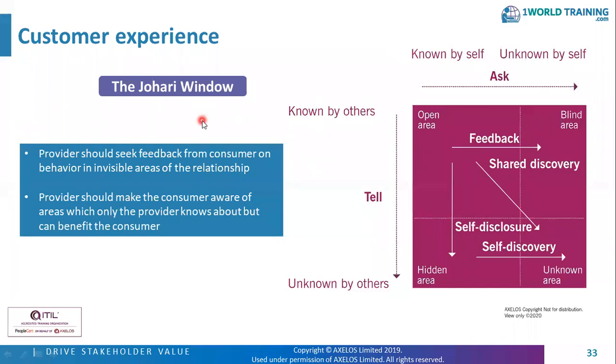One way to enhance the customer experience is to use the Johari window, invented by Joseph and Harrington in the 1950s. It provides a four-quadrant model between two parties regarding four perspectives between them. The perspective of knowing oneself, known by self and unknown by self, as well as known by others and unknown by others.